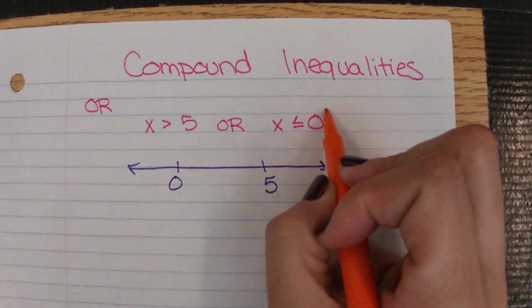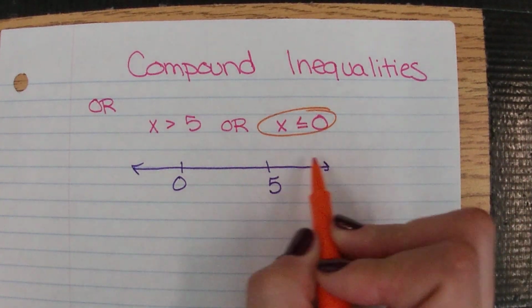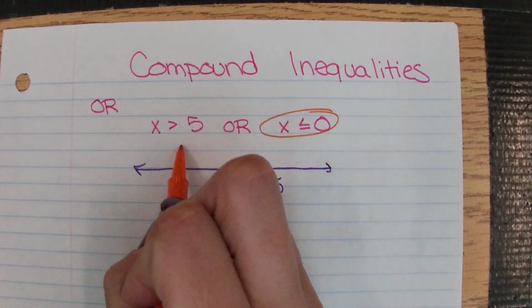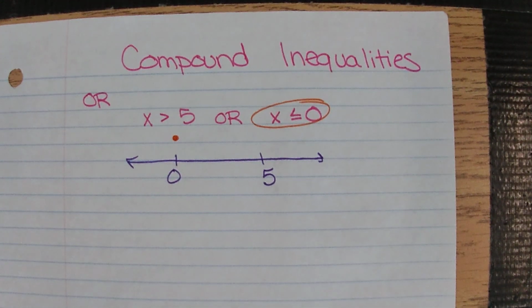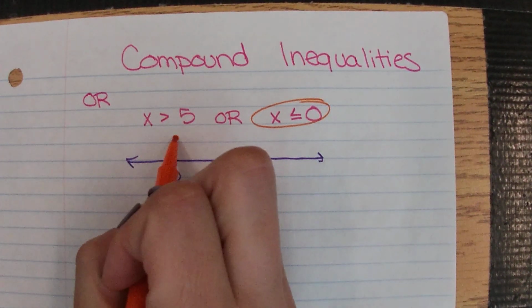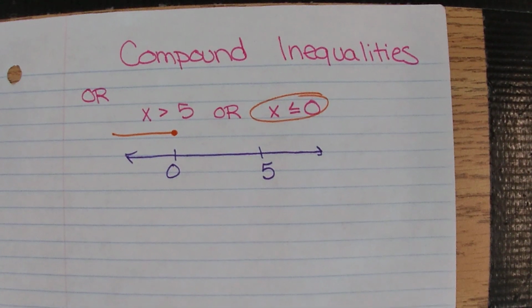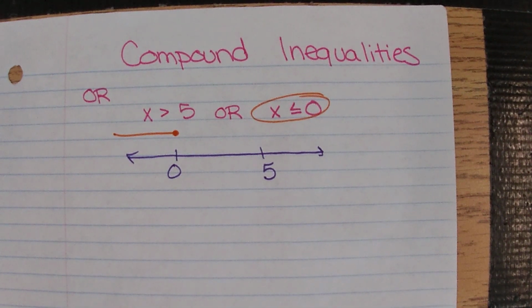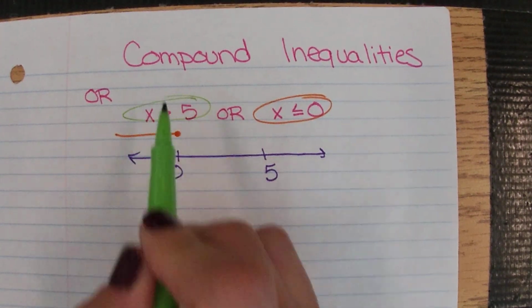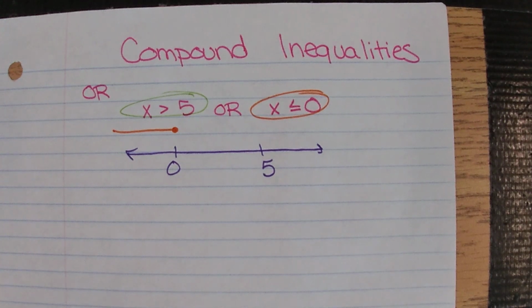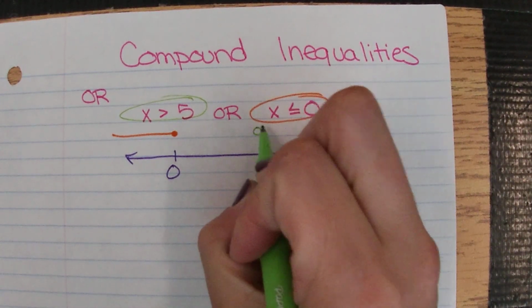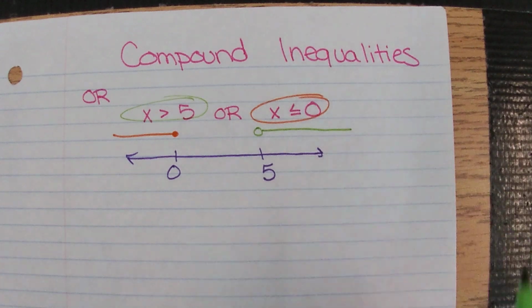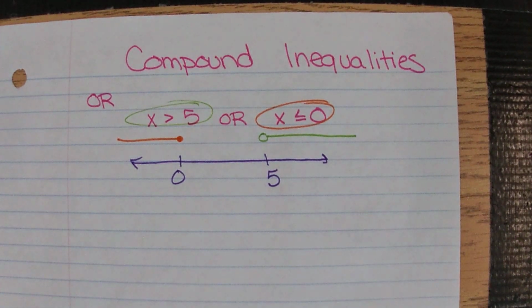Okay, so if I have x is less than or equal to 0, we'll graph this with our normal rules, right? Less than or equal to says to use a filled-in circle, and we are then going to shade to the left. Okay, then we're going to look at our other inequality and graph it based on our normal rules. x being greater than 5 says to use an open circle and to shade to the right.